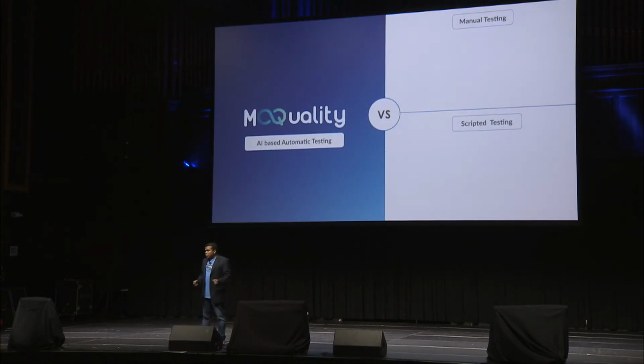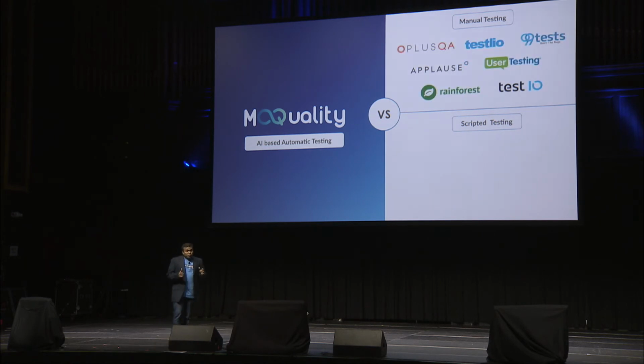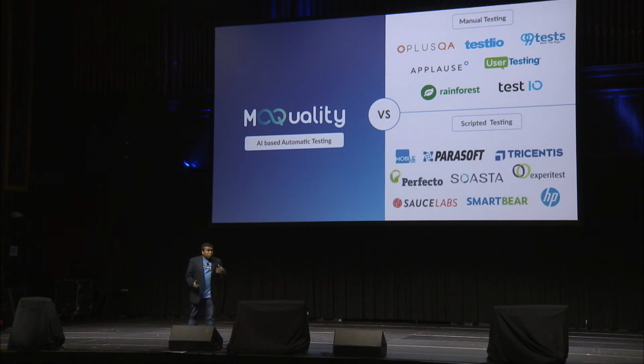As you saw in our demo, MoQuality is creating this new category of AI-based automatic testing tools that check every screen and interaction across devices and finds real issues that your users might run into. Unlike manual testing, you don't need to put in repetitive human effort. And unlike scripted testing, you don't need to write or maintain test scripts. And by the way, all the companies that you see on your right here, they are not our competitors. Our goal is to convert them into customers or partners.